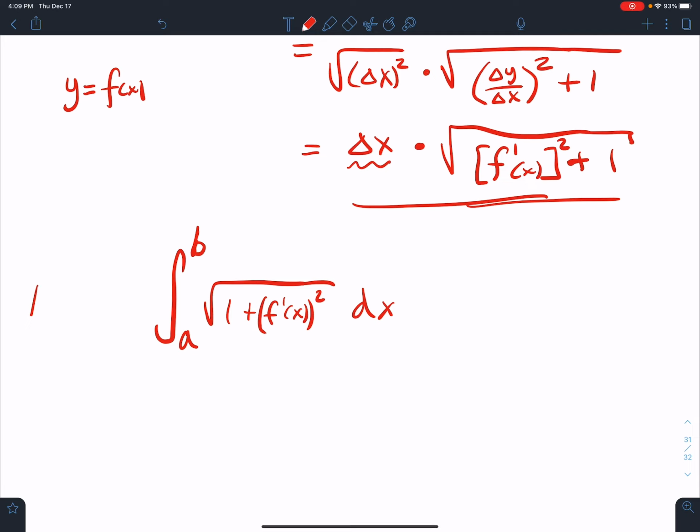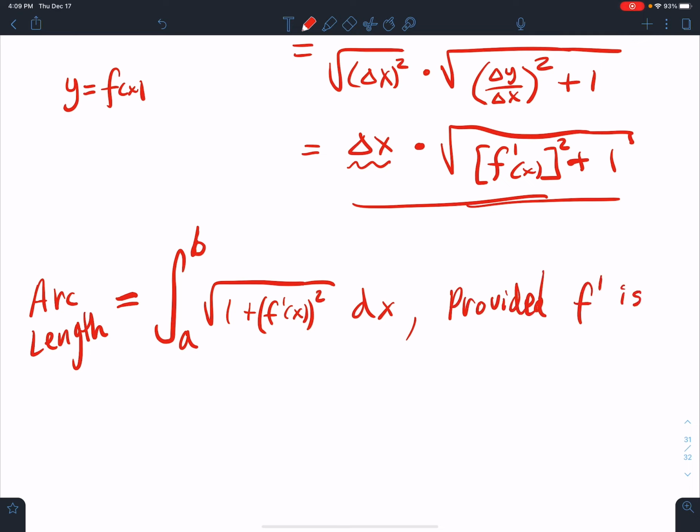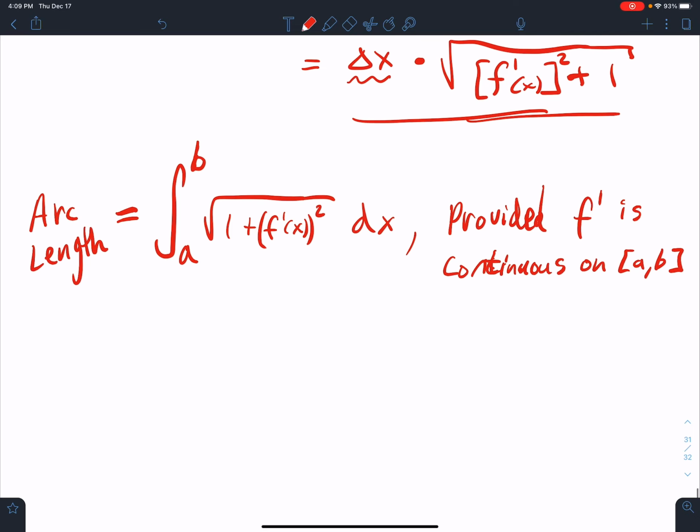So the arc length, if you didn't get anything else, write this down. This is the formula for arc length, okay? This is how we find arc length, provided f prime is continuous on A to B.